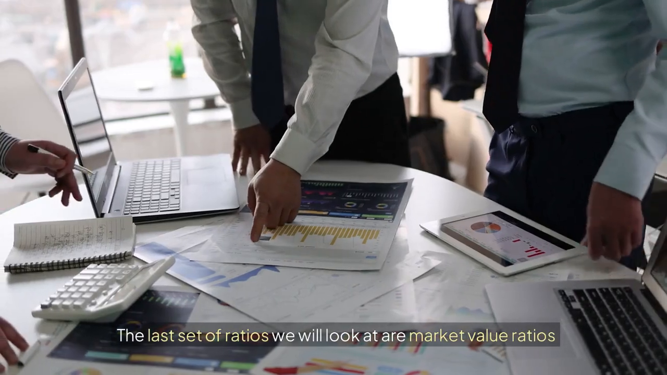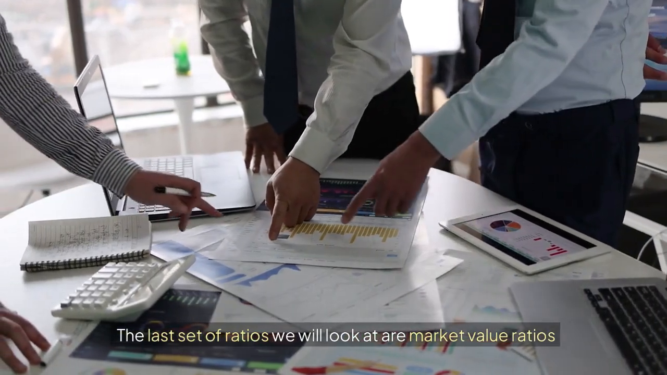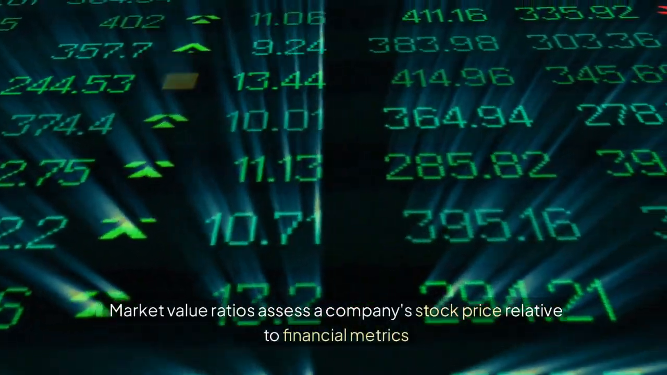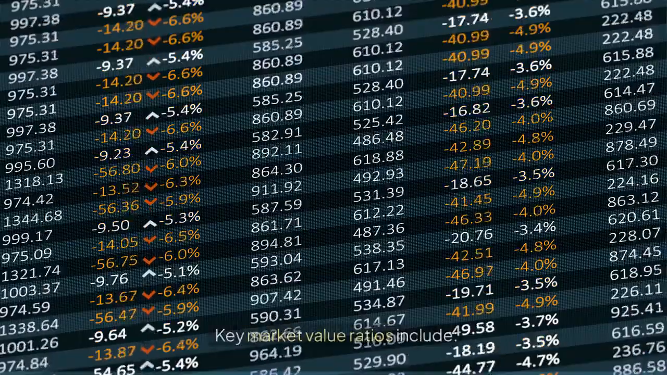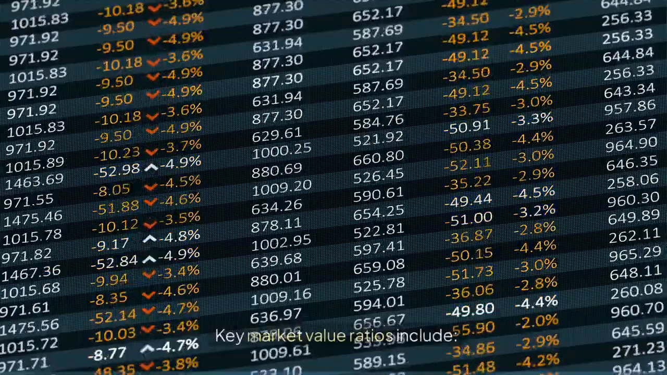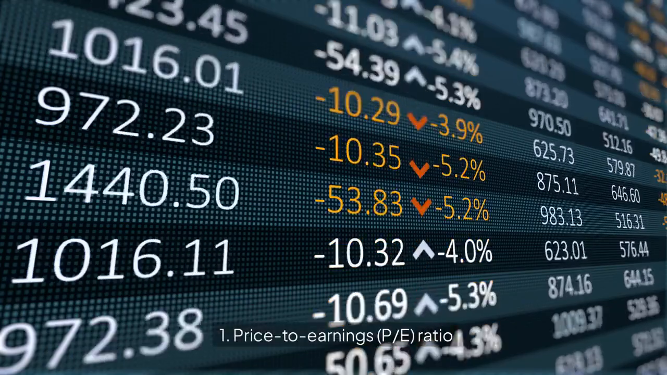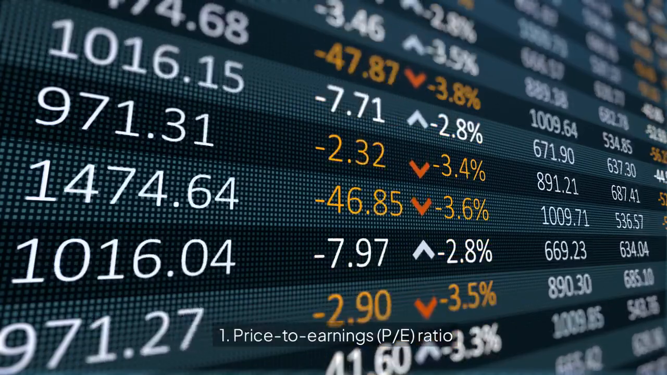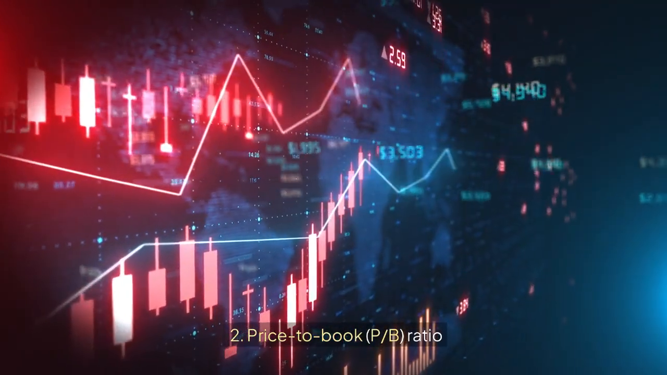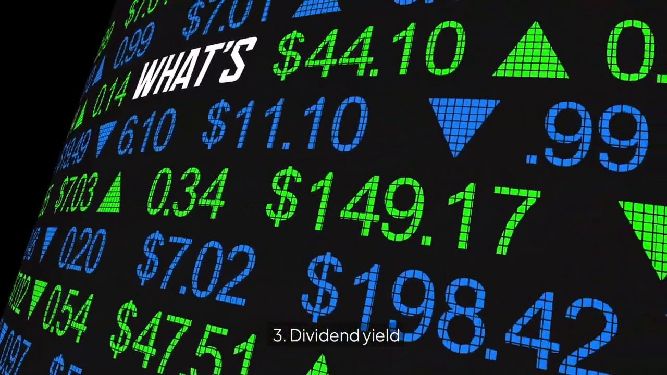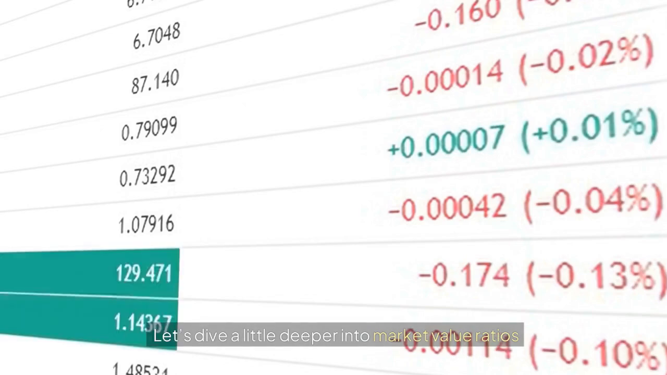The last set of ratios we will look at are market value ratios. Market value ratios assess a company's stock price relative to financial metrics. Key market value ratios include: 1. Price to earnings, P/E ratio, 2. Price to book, P/B ratio, 3. Dividend yield. Let's dive a little deeper into market value ratios.